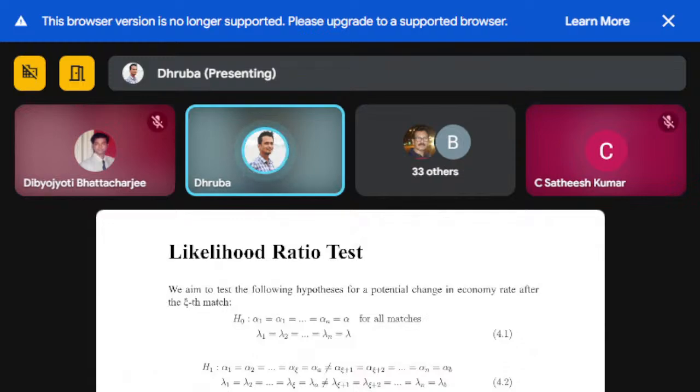So here the null hypothesis is H naught: alpha 1 equal to alpha 2 equal to alpha n equal to alpha. That means H naught supports the hypothesis of without change point. That means it follows a gamma distribution with parameters alpha and lambda. And H1 is for the hypothesis of considering a change point. That is, before the change point, the parameters are alpha A and lambda A, and after the change point, the parameters are alpha B, lambda B. And therefore, the likelihood ratio test statistic is defined as delta equal to supremum of L naught divided by supremum of L1, which is given in equation 4.3.